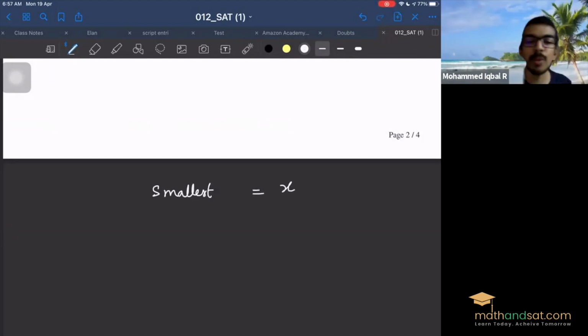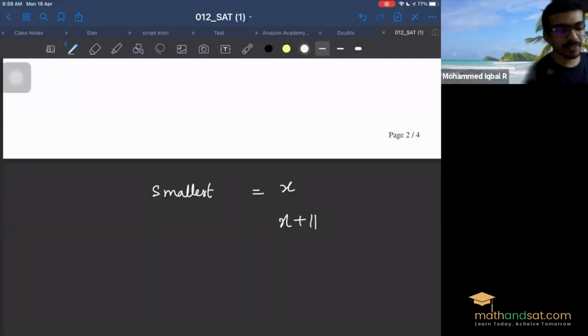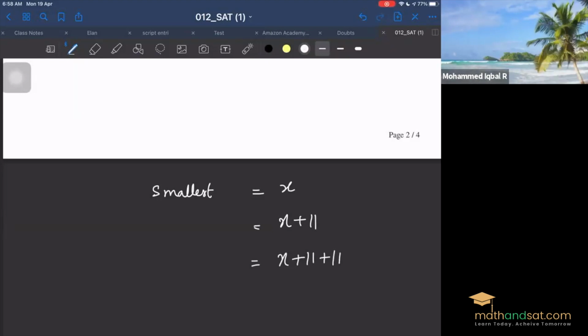how will you get the next multiple of 11? You just add 11 to it, right? Yeah, very good. So this is x plus 11. And the next multiple of 11 will be x plus 11 plus 11. Is that okay?